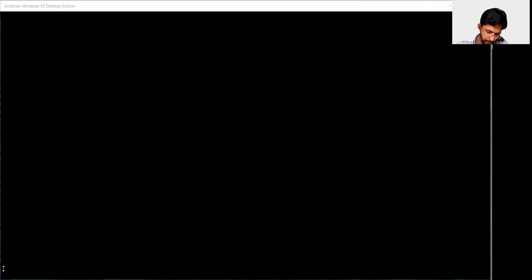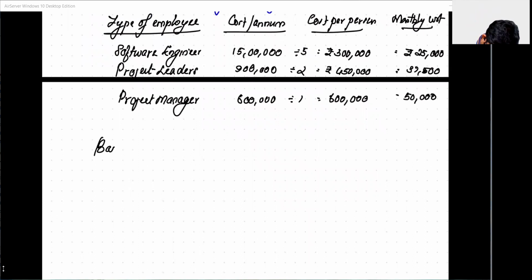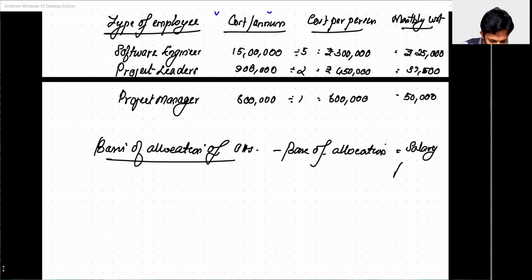Now, so let me write the basis of allocation of overheads. The base of allocation is equal to salary paid. So percentage of overheads allocated to the projects.